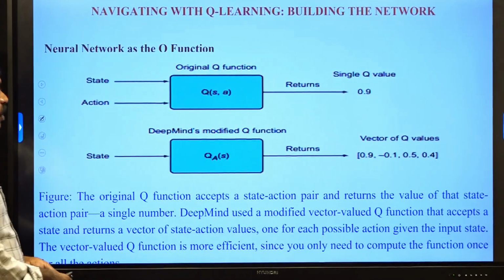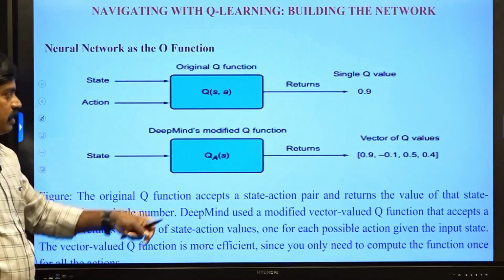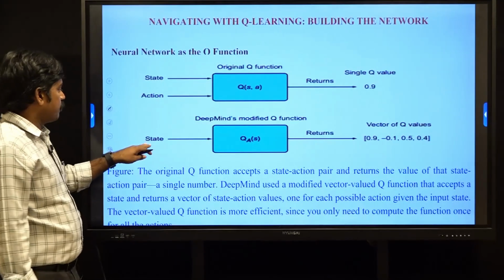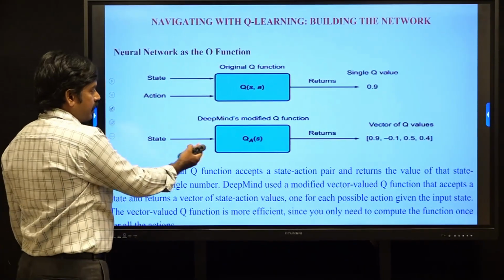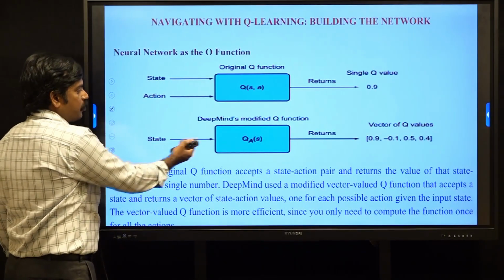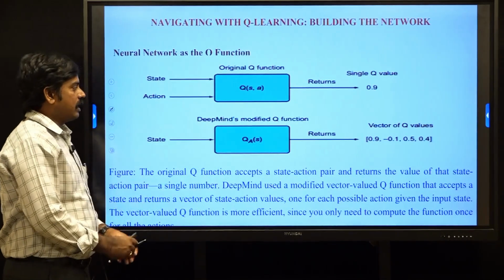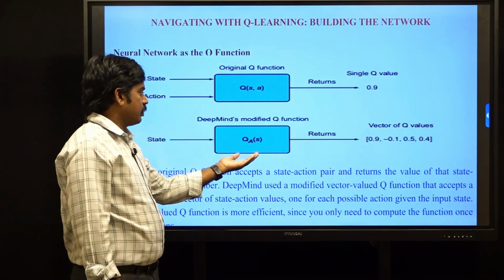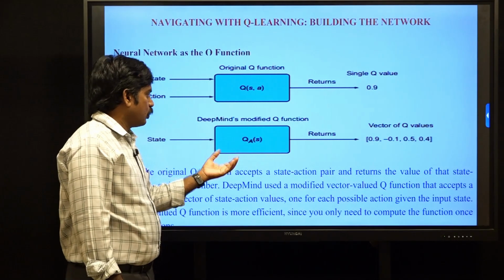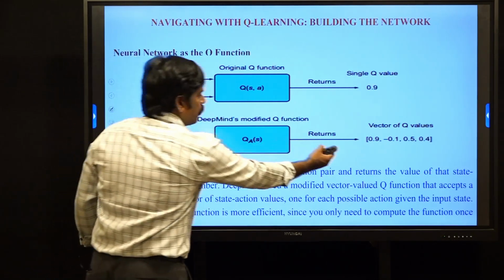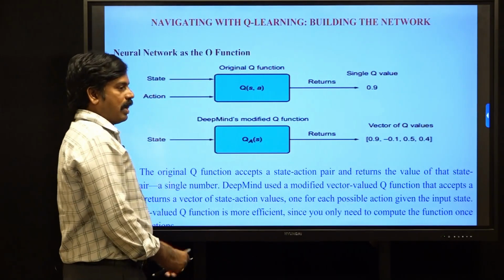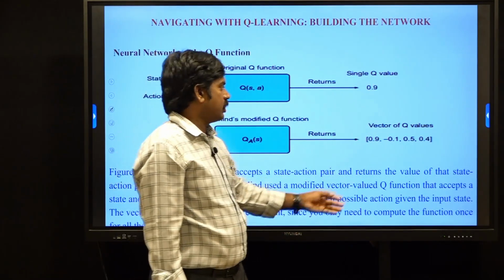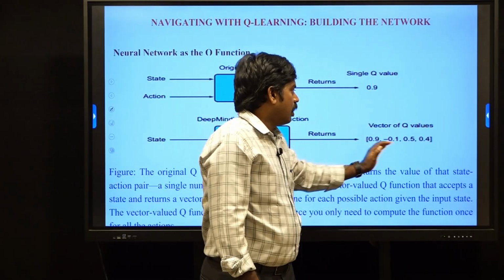Here DeepMind modified the Q function. The Q function is implemented with a neural network. It receives the game state as the input to the neural network, and it returns the Q values of the possible actions. Here we have 4 possible actions and their corresponding Q values.